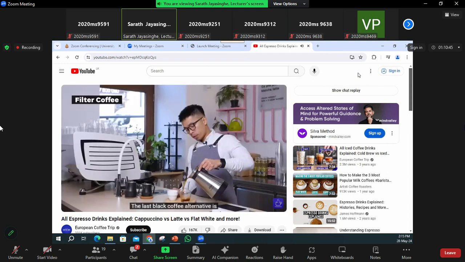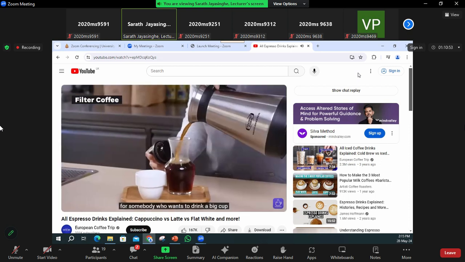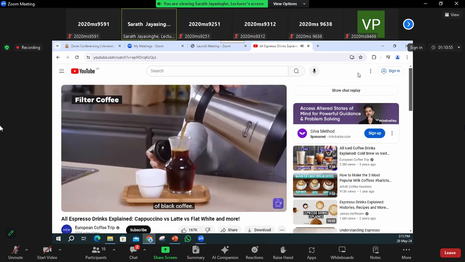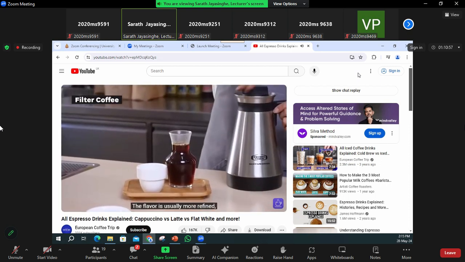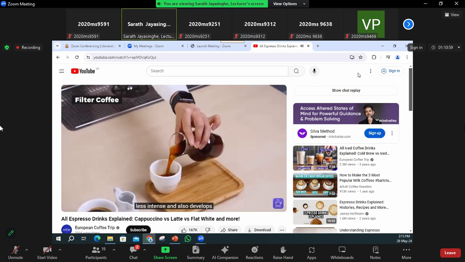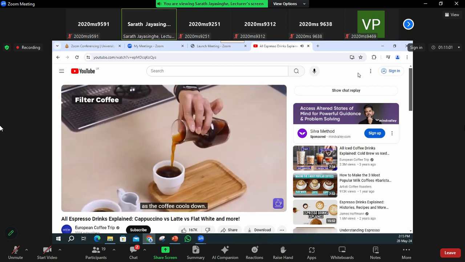The last black coffee alternative is filter coffee or batch brew. It doesn't really fit this topic since it doesn't come from an espresso machine, but it's a fine option for somebody who wants to drink a big cup of black coffee. The flavor is usually more refined, less intense, and also develops as the coffee cools down.